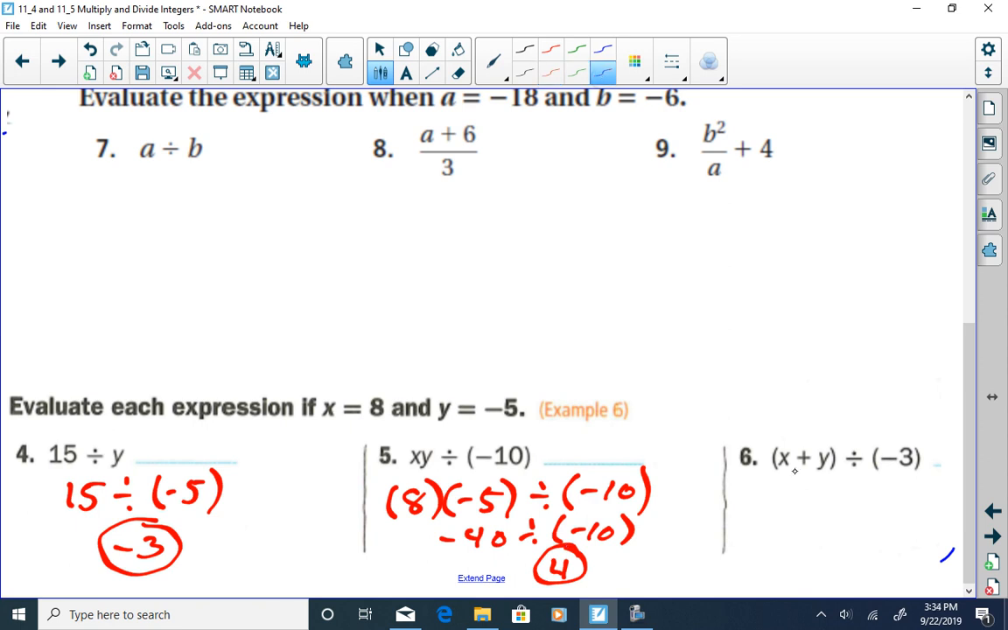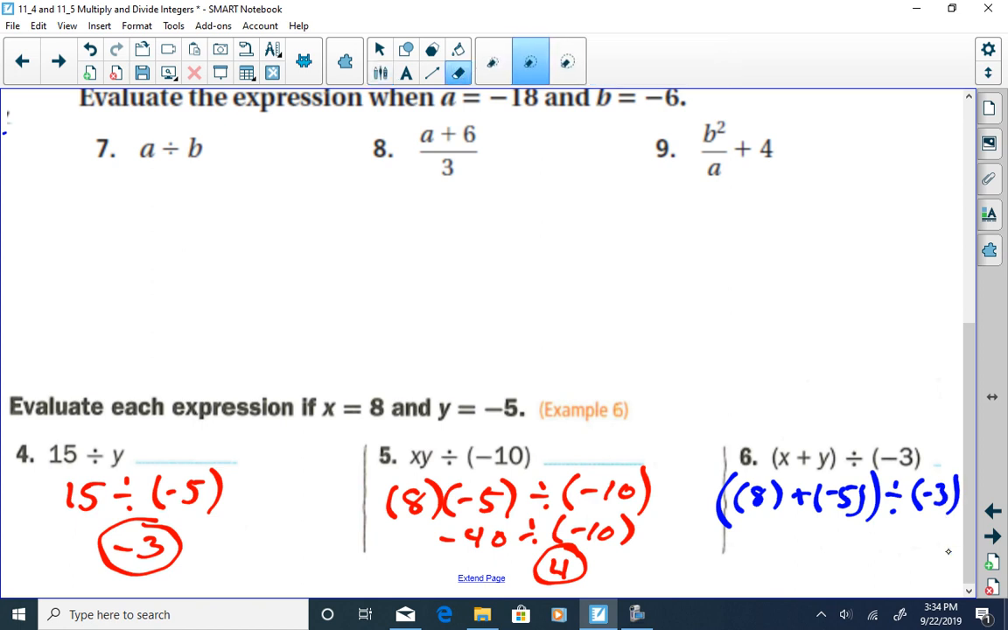And this last example here, we have x plus y, so that's going to be 8 plus negative 5. But that's in parentheses, and then we have to divide that by negative 3. So I have to first do what's in the parentheses: 8 plus negative 5, positive 8 and negative 5, that's going to be 3. But then I'm dividing that by negative 3. Positive divided by negative is going to be negative. 3 divided by 3 is 1. So we get negative 1 for our answer there.